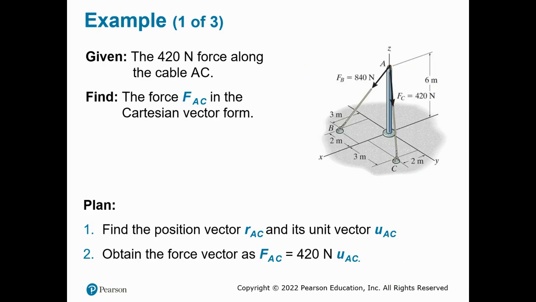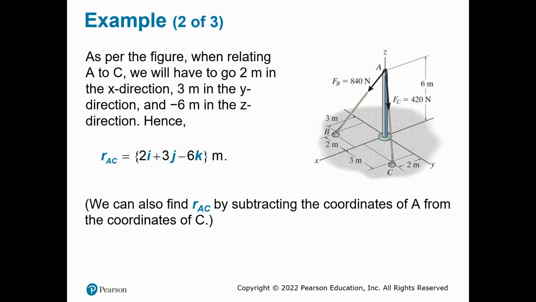Let's take a look at an example more specifically. On this pole right here, we have A as the starting point. If I want to find the force vector AC, we know the magnitude of the force is 420, but we do not know the direction. So we need the magnitude multiplied by the direction. First things first, we need to find the position vector.